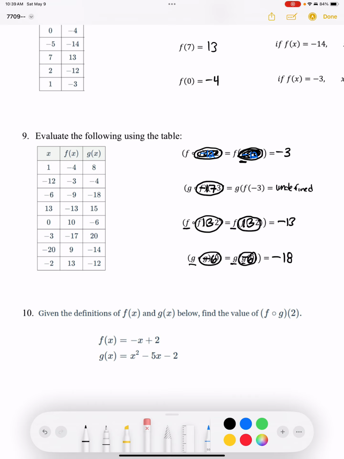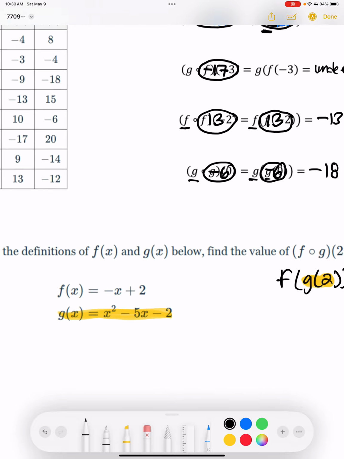For 10, it is also a composition. You have f and g, and you are finding the value of f of g of 2. So I like to write it f of g of 2. I prefer to write in parentheses, but it also works with the little circle. And what this means is, again, we start at the center. So you need to plug in the number 2 into g. So I'm going to go to g first, into this one, and I'm going to put the value 2, the number 2. So it's g of 2.